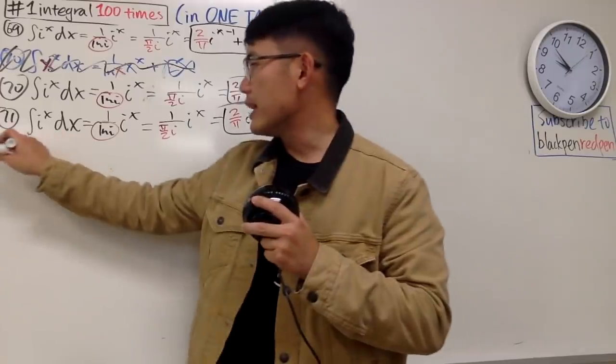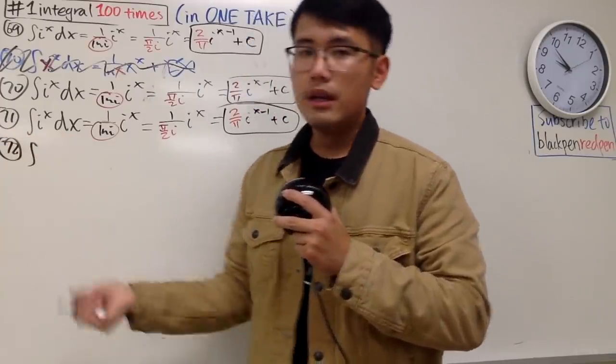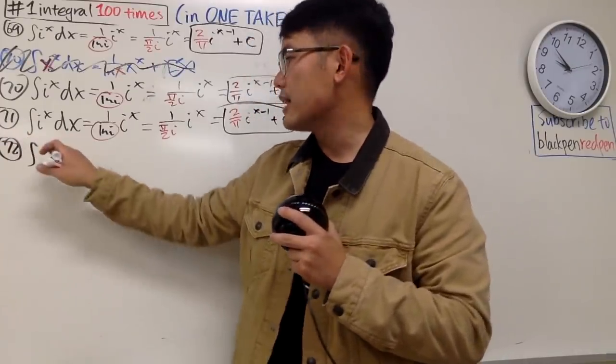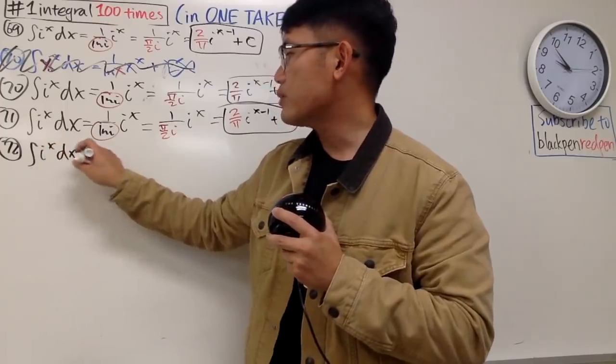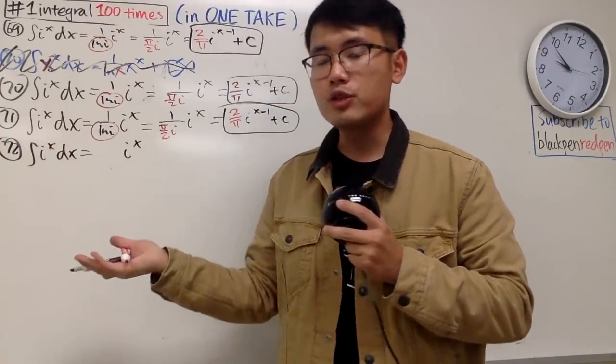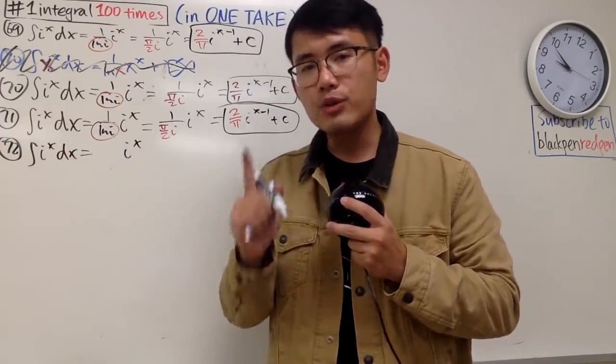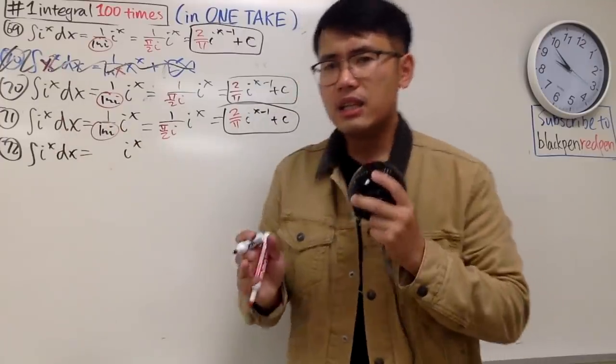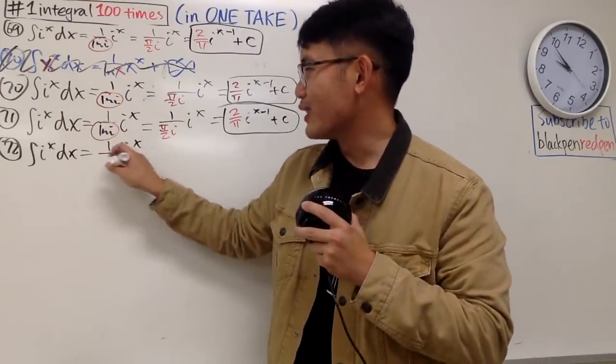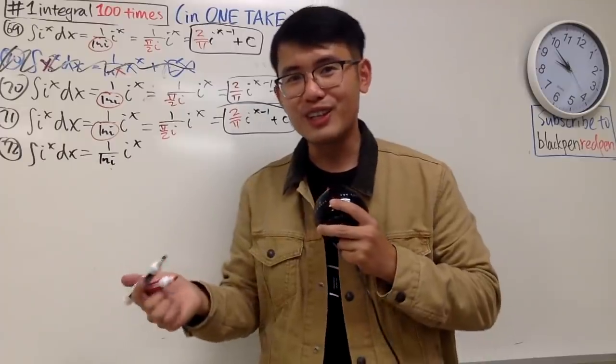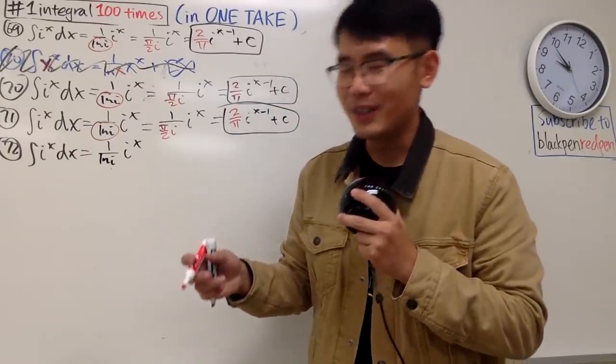Now, I'll show you guys how to do number 72. Integral of i to the x power. Because it's exponential, we keep that, but you have to remember the base is not e, so you have to divide it by the natural log of the base. We'll have 1 over natural log of i, not natural log of e.